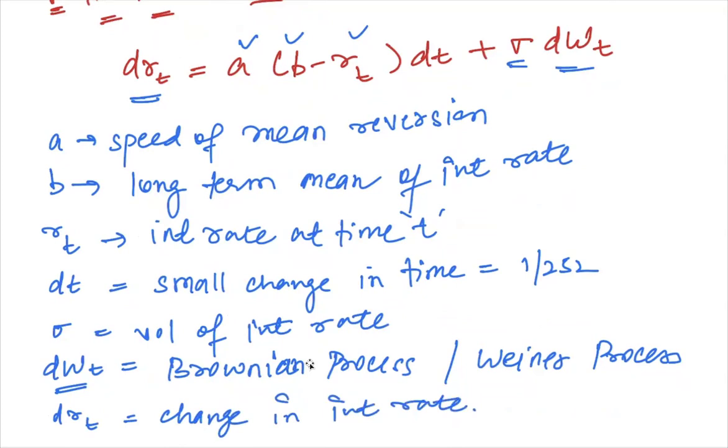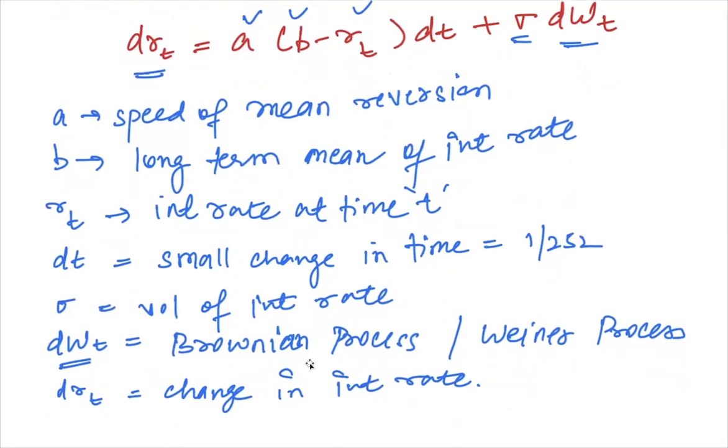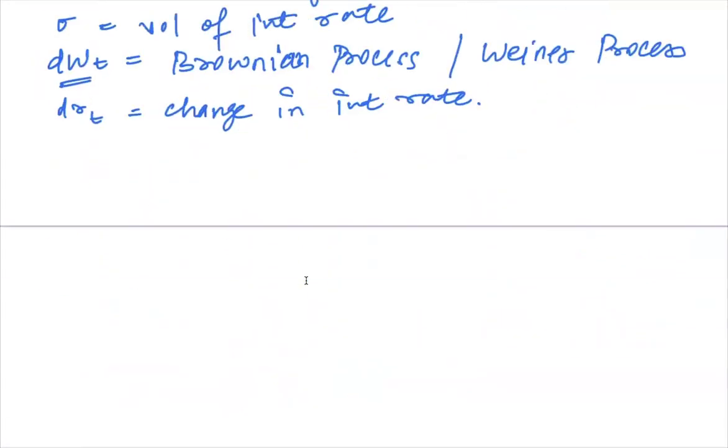Now the question is, what is the use of the speed? What is the use of the long-term mean? What is the use of A, which is the speed, and B, which is the long-term mean, or RT, which is the interest rate at time T? Let's understand how we are using it, and why it is important. So let's understand the interpretation of A, B, RT.